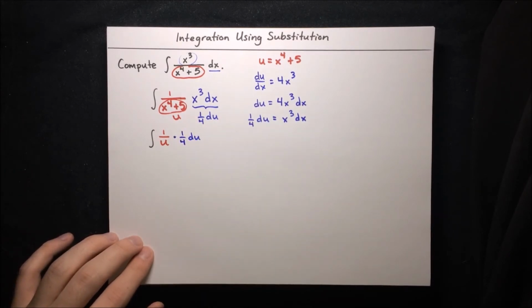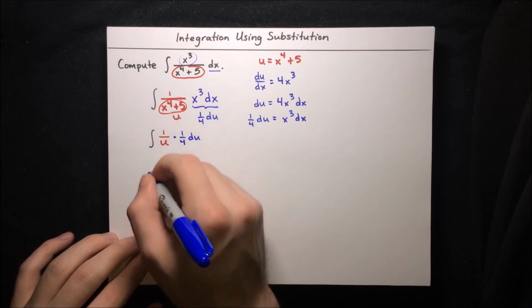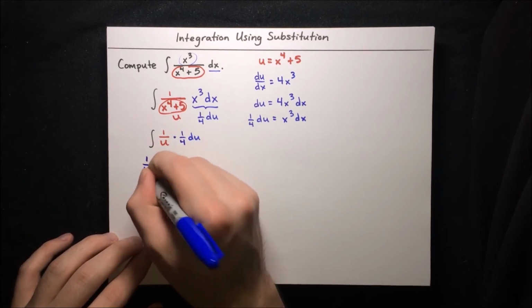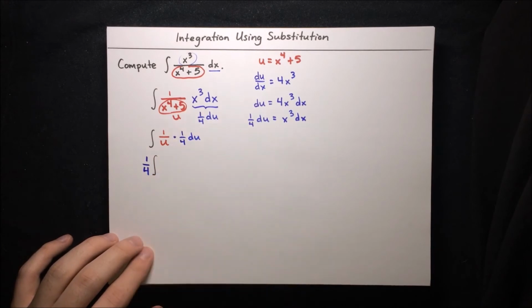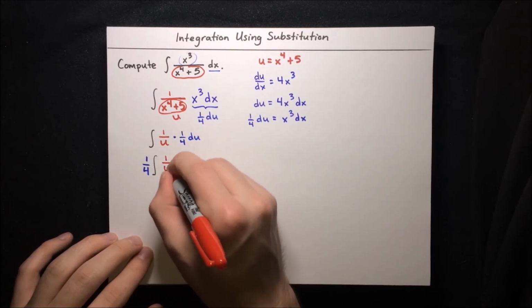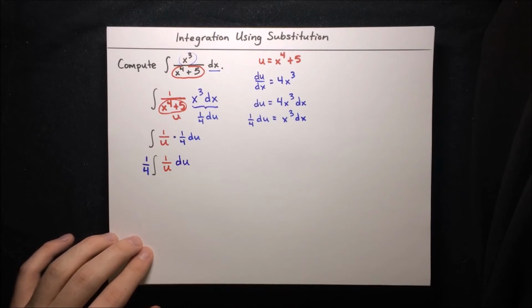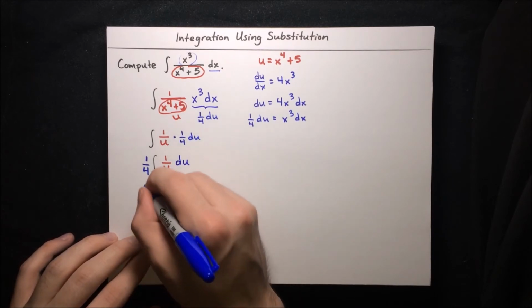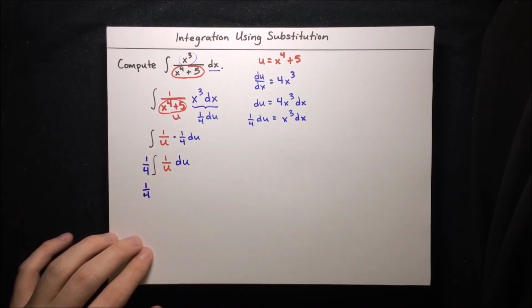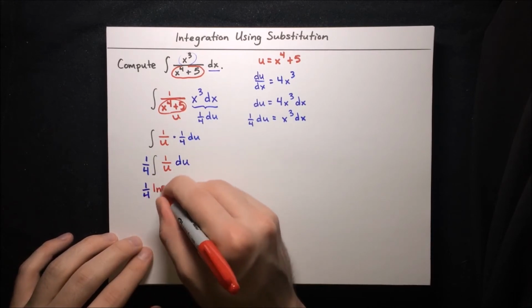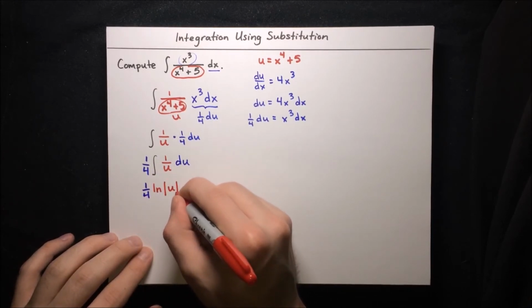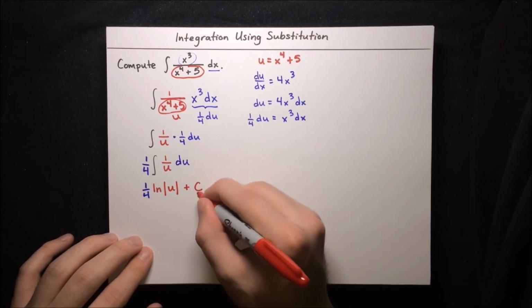Now to simplify this integral, we can move that 1/4 out in front. So 1/4 times the integral of 1 over u du. And the integral of 1 over u is just natural log. So we have 1/4 natural log of u plus our constant of integration.